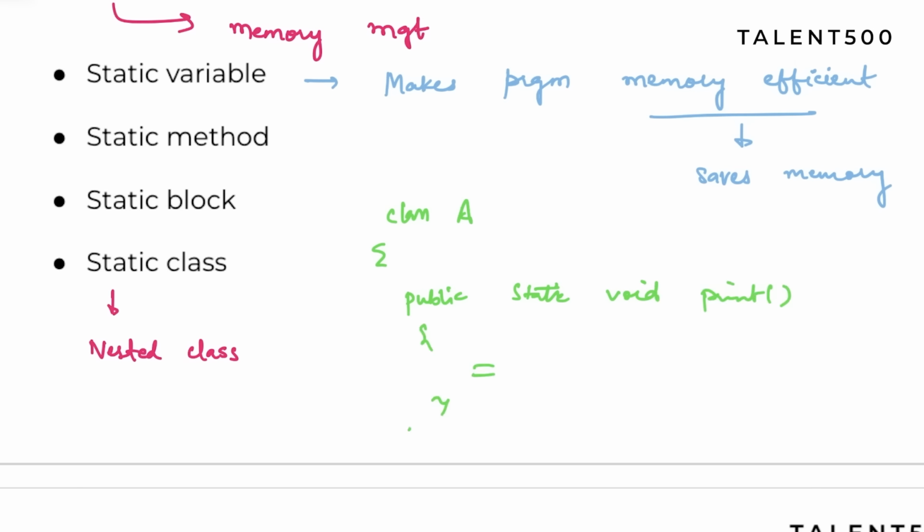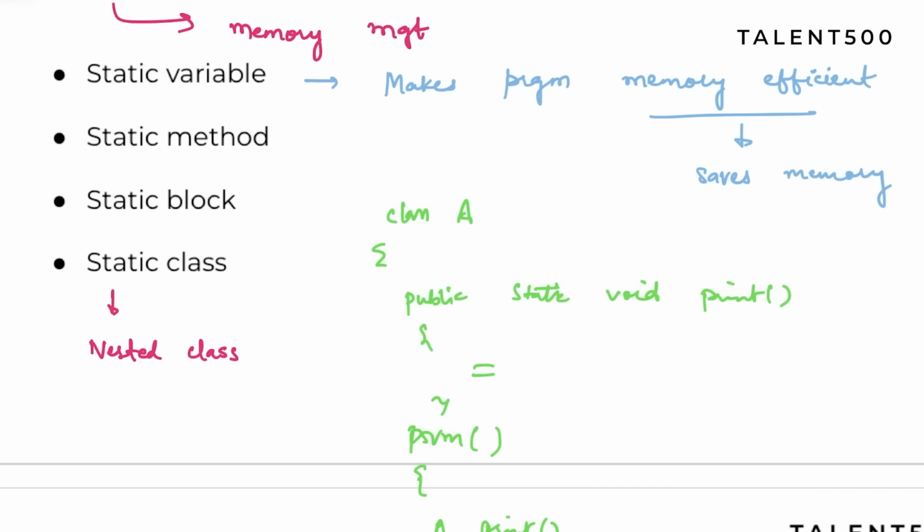Now if you want to call this method inside your public static void main, you can just do a dot print and it will get called on its own. You do not actually have to instantiate. So we can say it is getting called instead of instantiating.